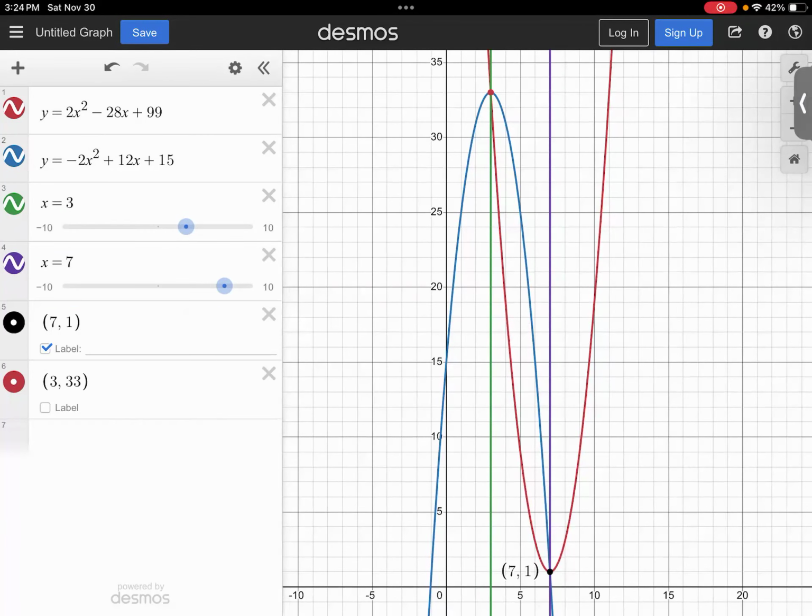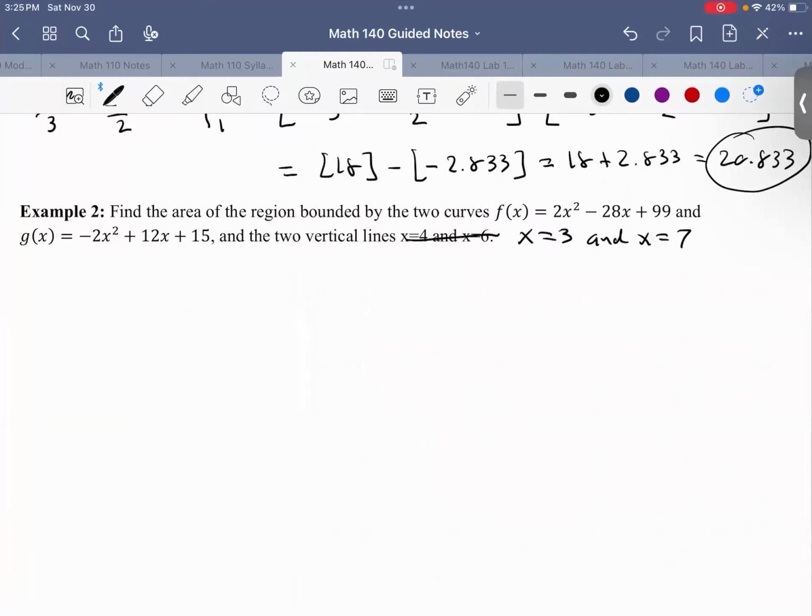So here, it looks like in blue, negative 2x squared plus 12x plus 15 is on top, and 2x squared minus 28x plus 99 is on bottom between 3 and 7. So the blue is our top. So g of x is going to be our top function. Let's jump back to the notes and write out what we just discovered. I'll say note: g of x equals negative 2x squared plus 12x plus 15 is on top.